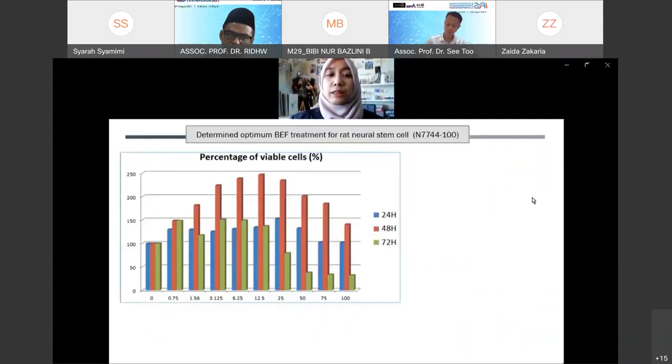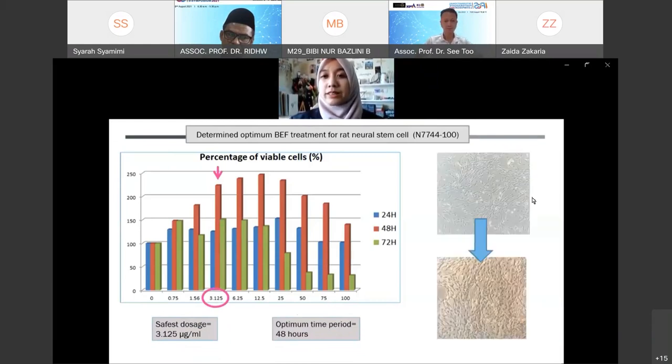Next, we determined the optimum baicalin-enriched fraction treatment using the in vitro cytotoxicity assay, and it has been determined that the safest dosage for the rat neural stem cells was 3.125 microgram per mL, and the treatment period is for 48 hours. This is the before and after photos of the rat neural stem cells.